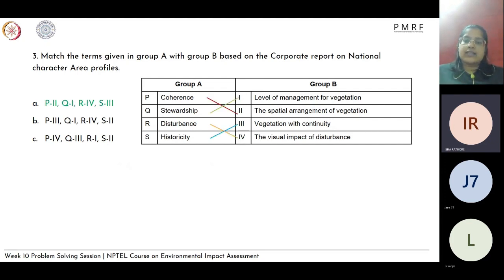Okay, so the correct answer is coherence is around the spatial arrangement of vegetation. So P matches with 2. Stewardship looks at the level of management for vegetation. So Q matches with 1. Disturbance looks at the visual impacts of disturbance. So R matches with 4. And historicity matches with 3, which is vegetation with continuity. So the correct answer is A, that is P matches with 2, Q matches with 1, R matches with 4, and S matches with 3.